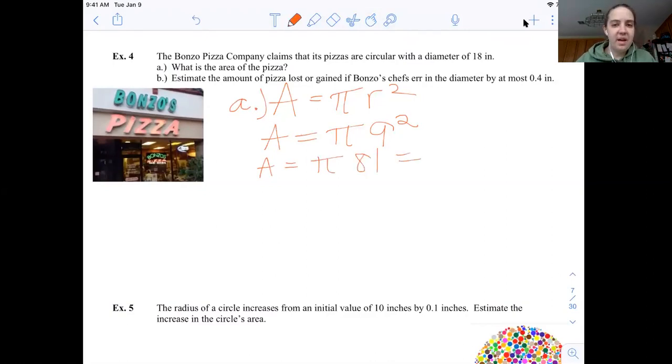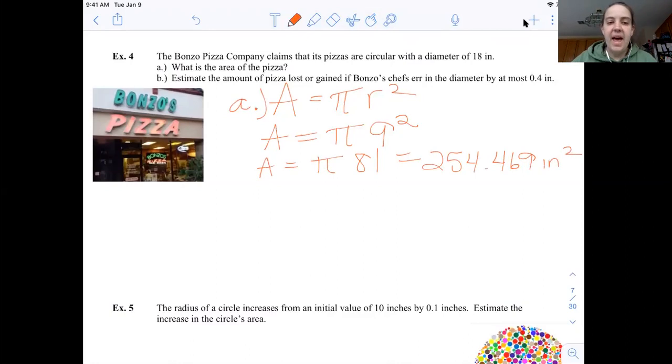Some of you hate that pi symbol. You much more need a decimal. So 81 times pi gives me 254.469. And we're dealing with inches, so this is inches squared.